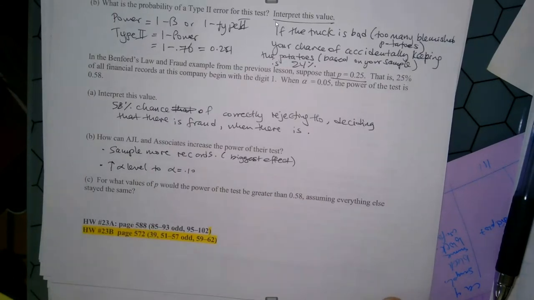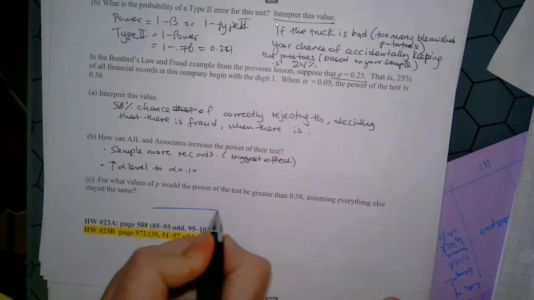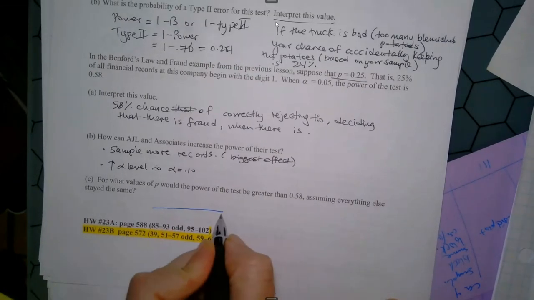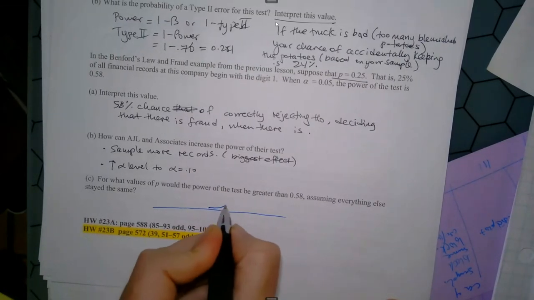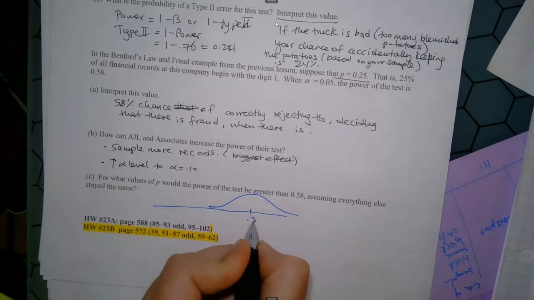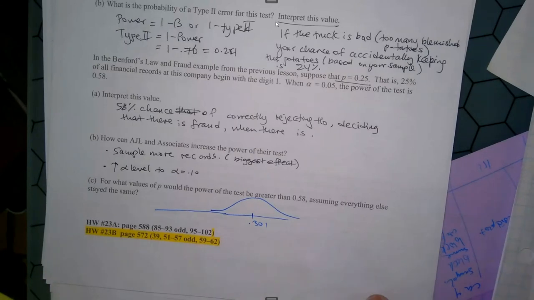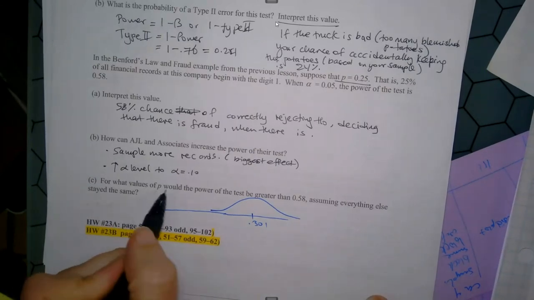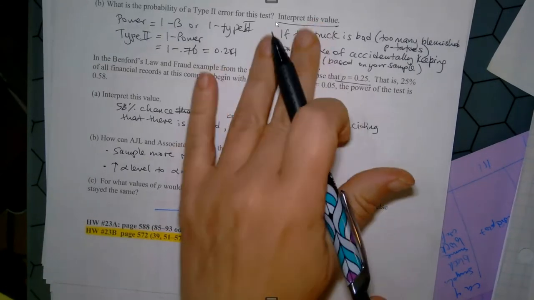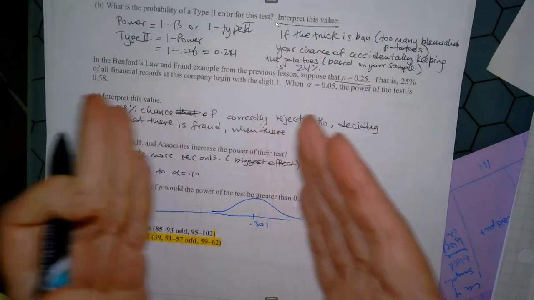Okay, for what values of p would the power of the test be greater than 0.58? So again, this is about the graph overlap. The null hypothesis was on the right side this time, so it's 0.301, where there is no fraud, the percentage of records that start with a 1. For what values of p would the power be greater than it is in this situation? It is if the two graphs were further apart.